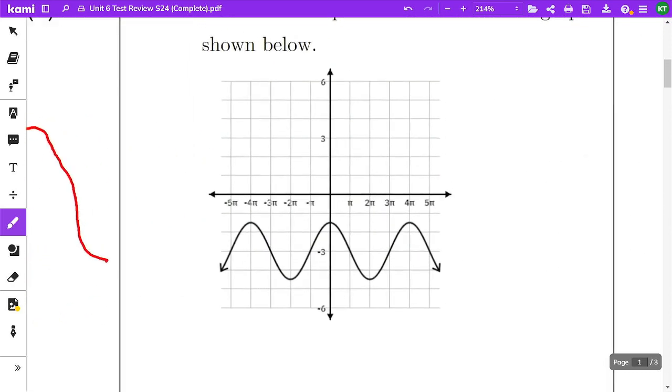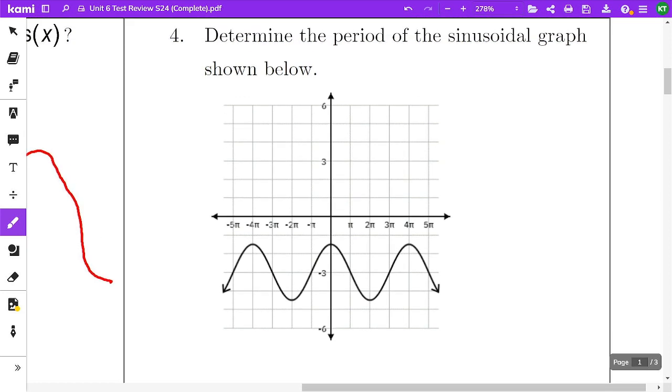Okay, this one here is asking us for the period of our graph. So this one, again, is just like question number 1. We just have to figure out how long a period is. We don't even have to find our b value for this one. So I'm going to go from a high value here to a high value here. That just tells us 4 pi. So my period is just going to be equal to 4 pi.